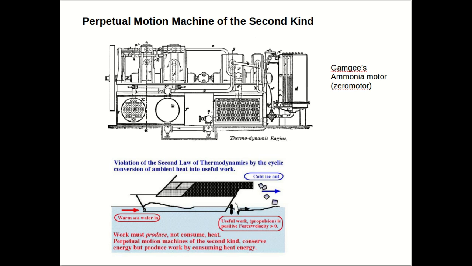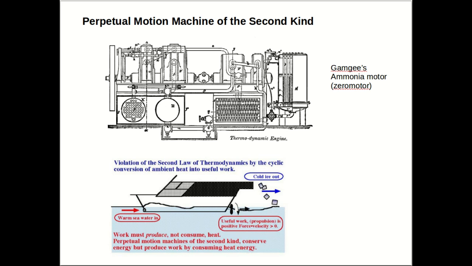A heat engine is a machine that converts heat into mechanical energy. The steam turbine is an example of a heat engine. In the past, inventors have proposed heat engines that could take heat from a single heat reservoir and then convert it completely into mechanical work, reaching 100% conversion efficiency. Today, we call this kind of machine a perpetual motion machine of the second kind.